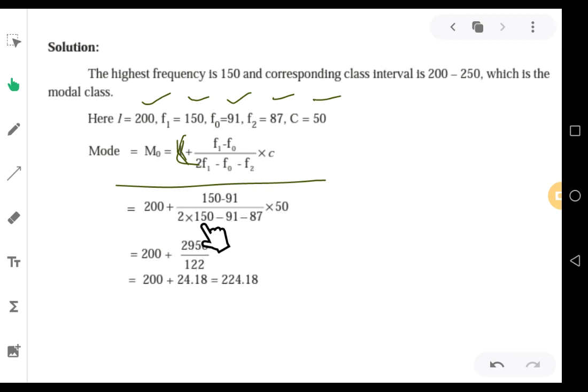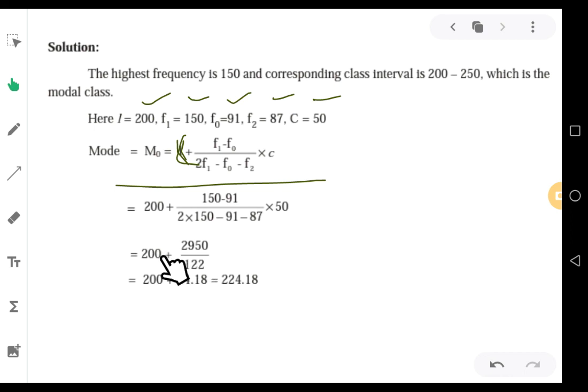Then 2 into 150 is 300. From 300 you subtract 91 and 87. 300 minus 91 is 209, minus 87 will be 122. So if you subtract, you will get 122. We subtracted the first two, multiplied by 50 and got 2950. We multiplied 2 into 150, subtracted 91 and 87 from it, and got 122.